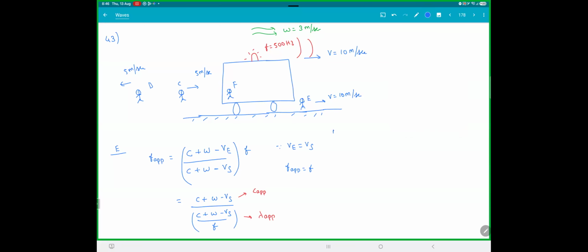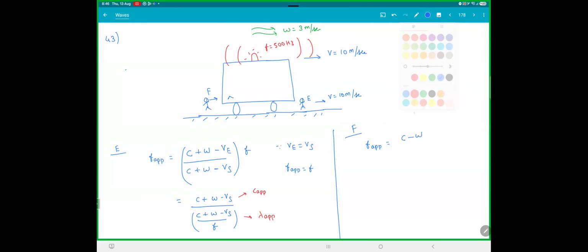At the same thing, if you ask for F to solve the problem, you can do the same thing. You can just take this guy F and make him run outside with the same speed. So F will write F apparent C minus W because sound is going backward, and he's trying to go towards, so frequency should increase, plus Vd by C minus W, it's going to away, so Vs into F. Again, if you solve this, you'll end up with F apparent is equal to F. Frequency is same, but lambda apparent is not same.